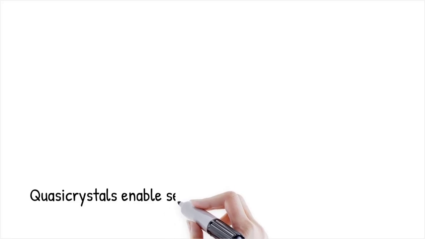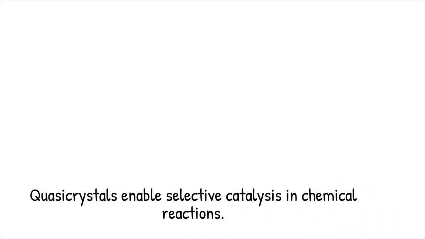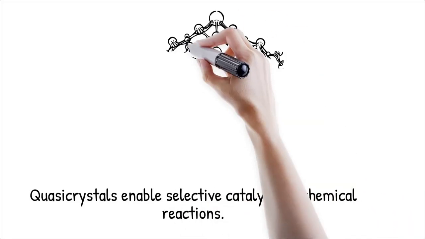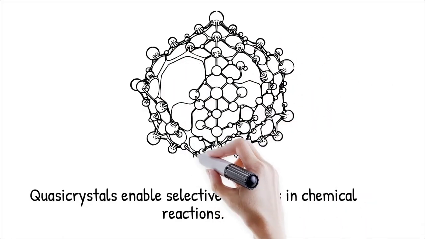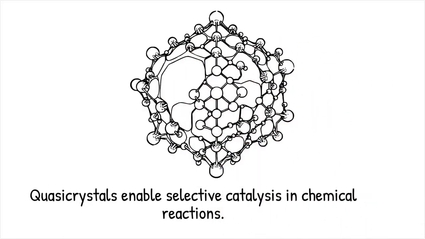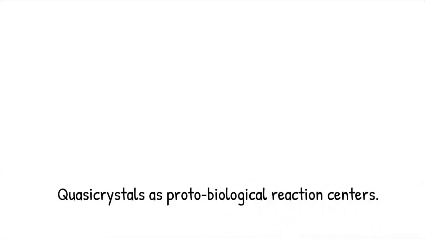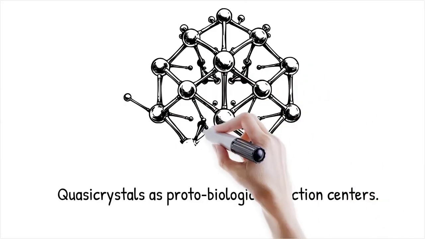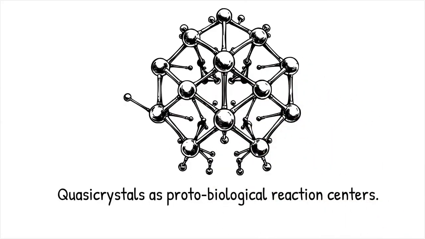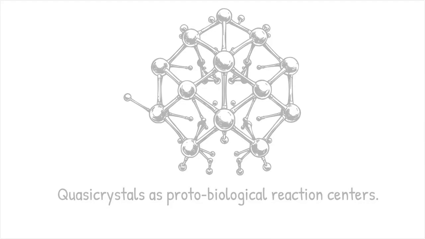The aperiodic surfaces of quasicrystals expose a high density of distinct atomic sites, enabling selective adsorption and catalytic activity for chemical reactions. Experimental studies show quasicrystal surfaces can catalyze hydrogenation and oxidation reactions more efficiently than many crystalline metals. This surface versatility suggests quasicrystals could host reaction networks resembling primitive metabolic cycles. Their stability under extreme conditions further supports their potential as proto-biological reaction centers.